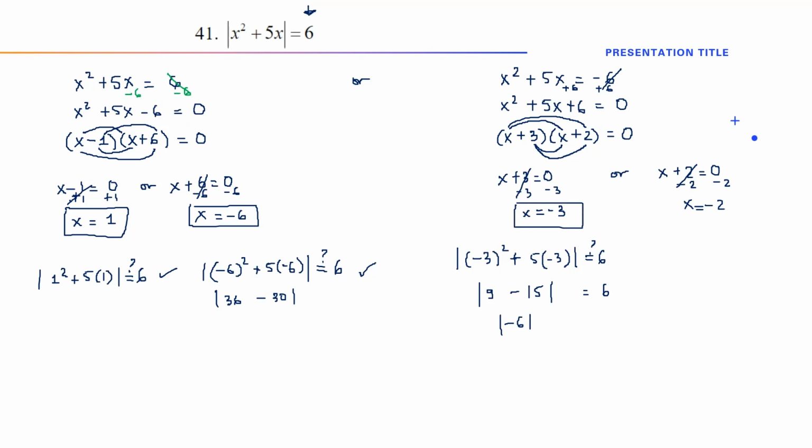How about negative 2? Negative 2 squared plus 5 times negative 2. Is that 6? So we have 4 minus 10, minus 6, and yes, that is 6. So we have 4 solutions in this question.